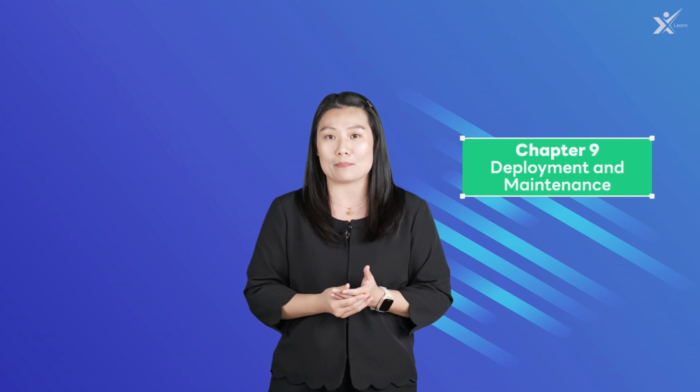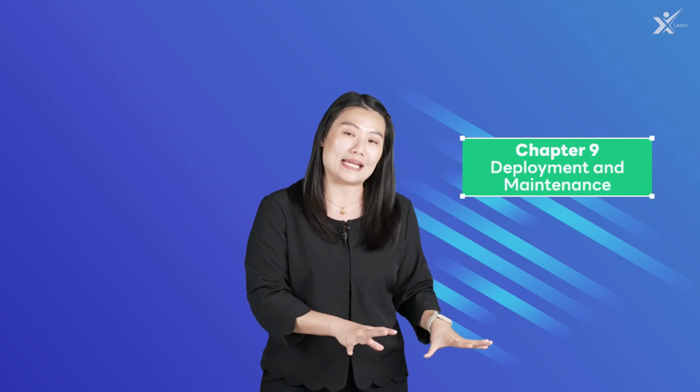Then the last chapter is chapter 9, where we deploy and maintain our system. After we have been coding and testing our system, now it's time for us to deploy our system into the real production environment. After we deploy it in the real production environment, then we need to maintain it, right? In case there are some changes or some issues that we have to fix, we do it in the maintenance processes.